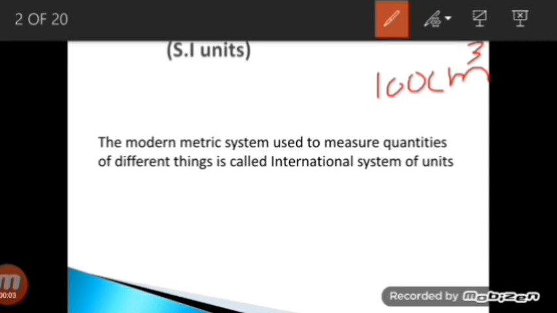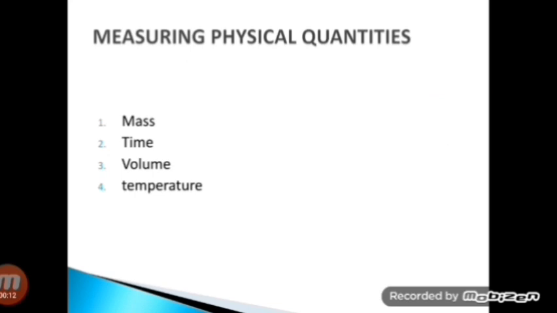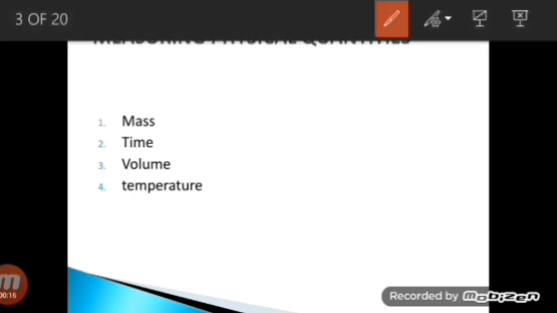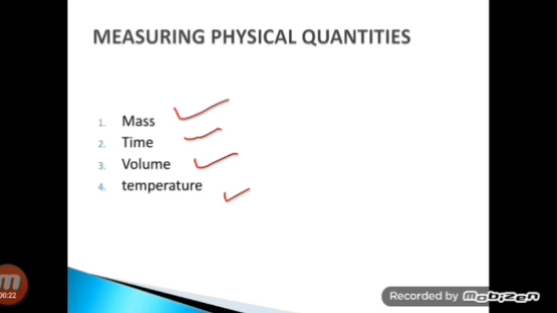System international unit is also called SI unit. S stands for system, I stands for international. So these units are basically the standard units for measurement. There are certain physical quantities which are used commonly in chemistry, such as mass, time, volume, and temperature. All of them have specific SI units, and they have certain equipment and laboratory operators for their measurement.